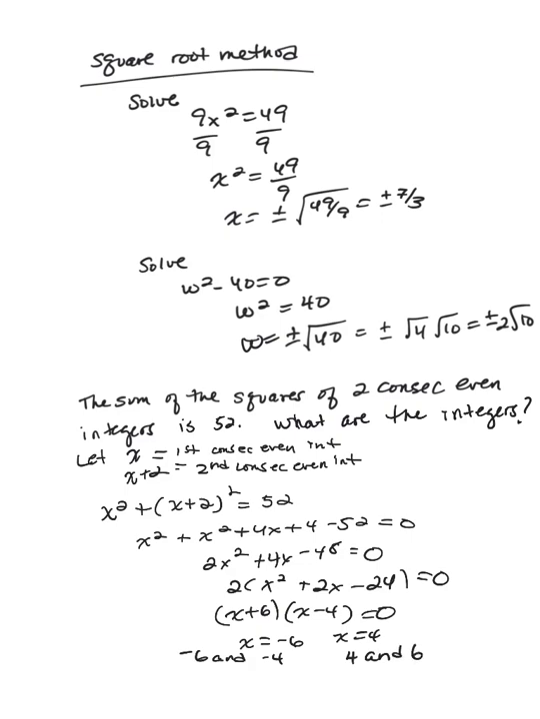If they would have worded it as the sum of the squares of 2 positive consecutive even integers, then we would just have this answer. If they said the sum of the squares of 2 consecutive negative even integers, that would be the answer. But here they generalized, that means you need both sets of answers.